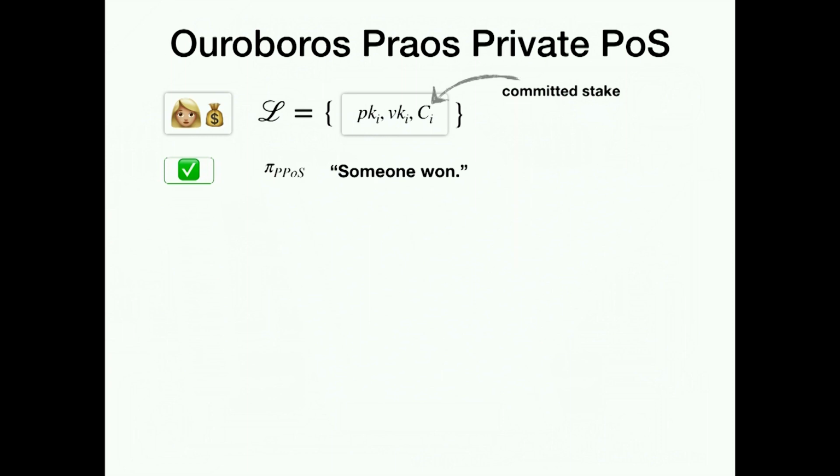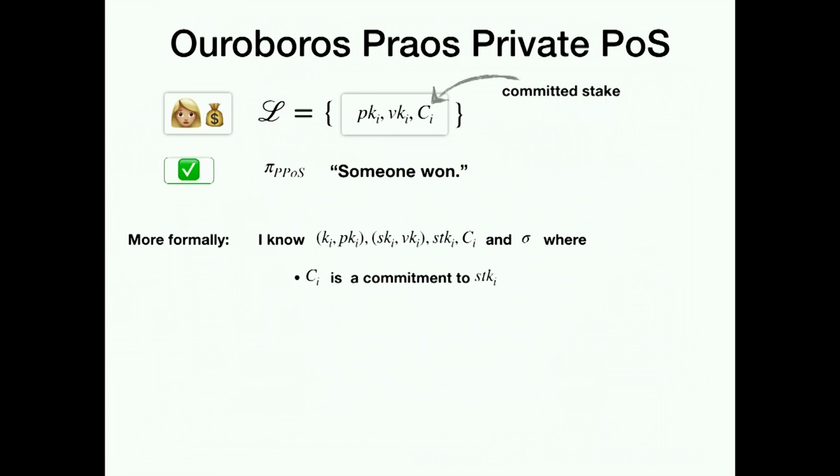And then we replace this proof from Ouroboros Praos by a more generic proof, which just essentially states someone won. So what does this mean? A bit more formally, the proof has the following form. It says, I know a VRF key pair, a signature key pair. I know stake plus a corresponding commitment and a signature such that the following holds. First of all, this commitment is actually a commitment to my stake. Then there is actually an account in the list which has this commitment in it.